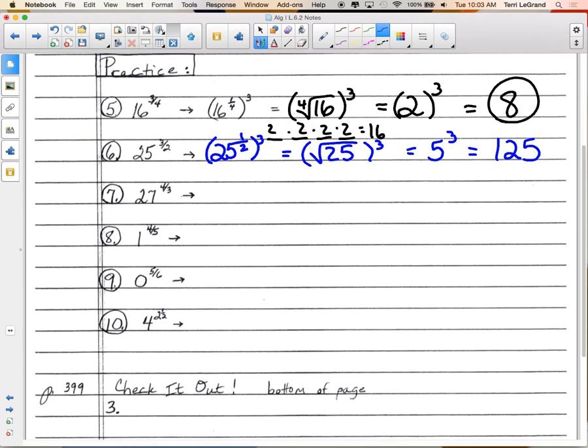Okay, we're going to do one more, and then I'm going to ask you to do some critical thinking for me. Would you do number 7 totally on your own? Figure that one out. Number 7, 27 to the 4/3 power.